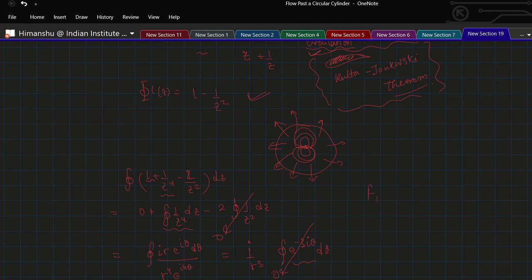So we would get the lift force 0 and the drag force 0. This is the main part of our lecture, that which is not consistent with the practical observations. Since the lift force is 0, we can understand because of the flow symmetry about the real axis, so it can't be generated in one direction, so the net lift is 0.